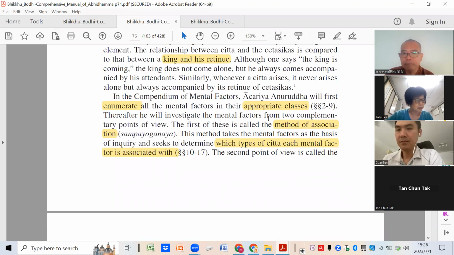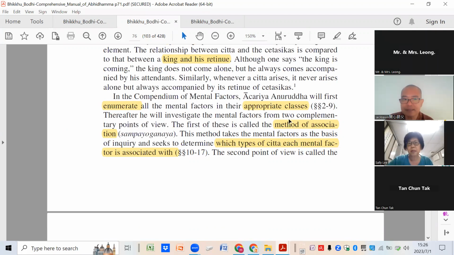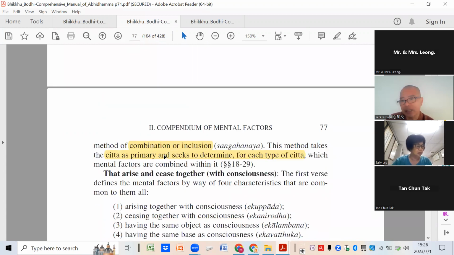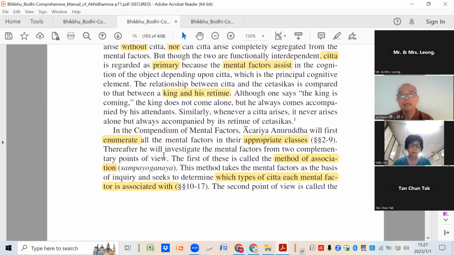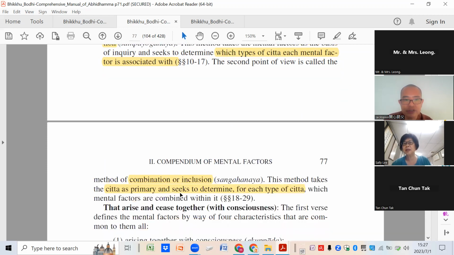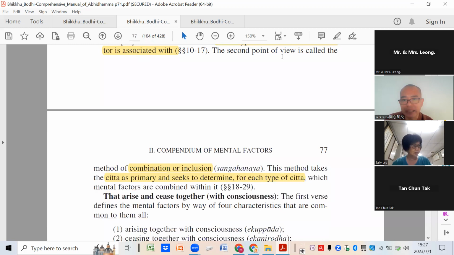So for chapter number two, we just have three parts to study. Number one is the appropriate classes. Second one is the method of association. The third one is the combinations. Okay, let me finish the whole thing first. Appropriate classes is not hard to remember, but let me give an example for the method of association and the combination.